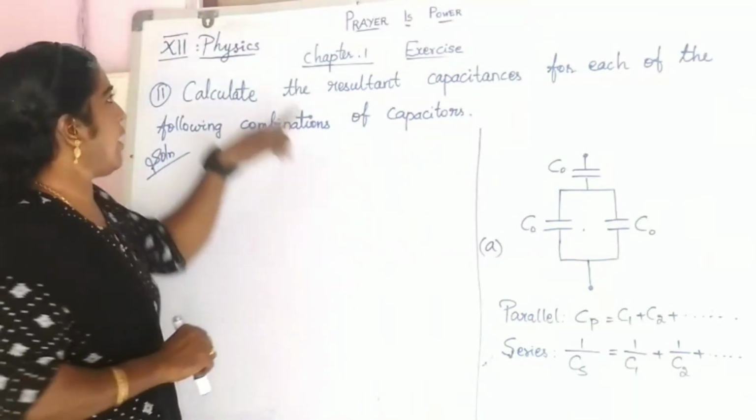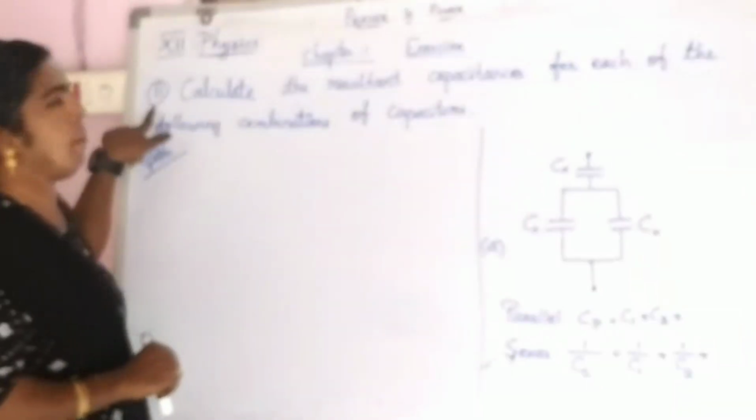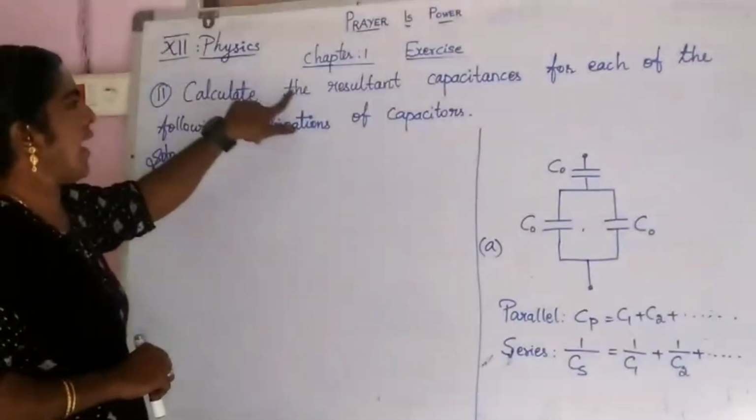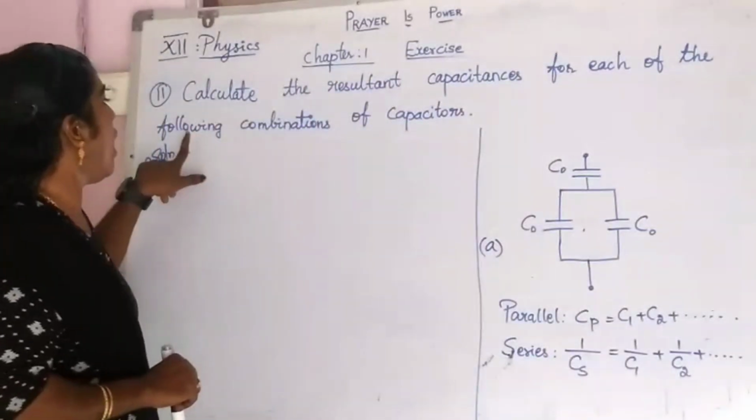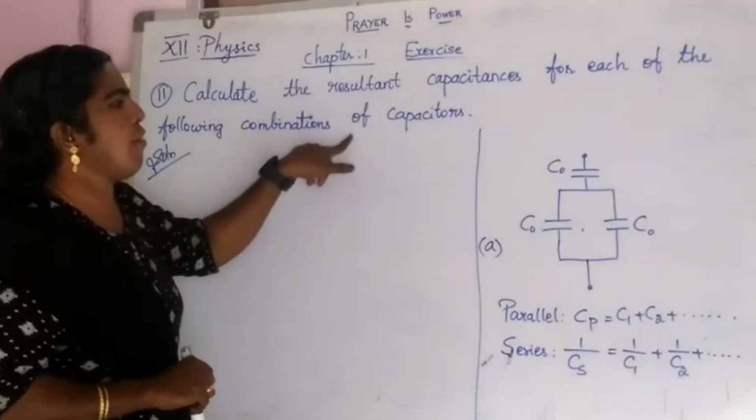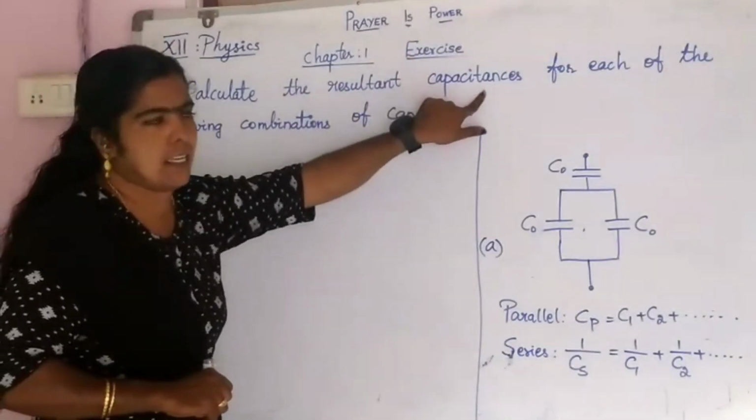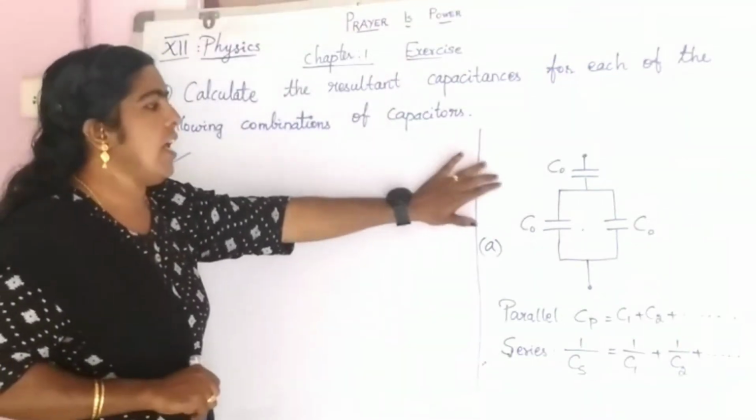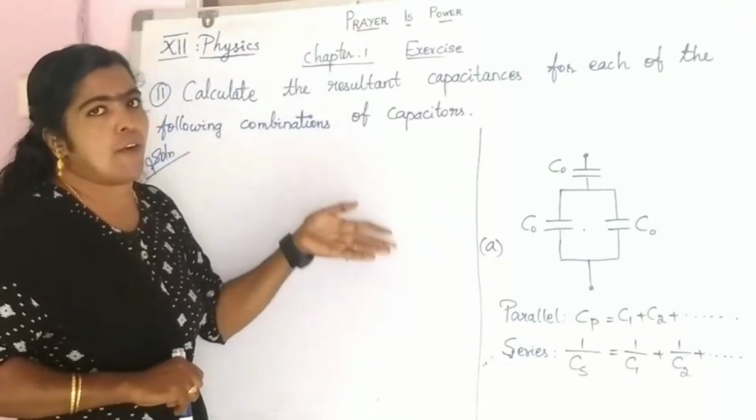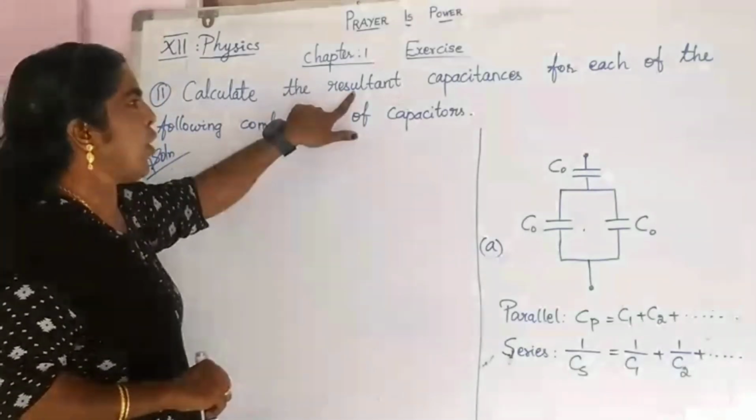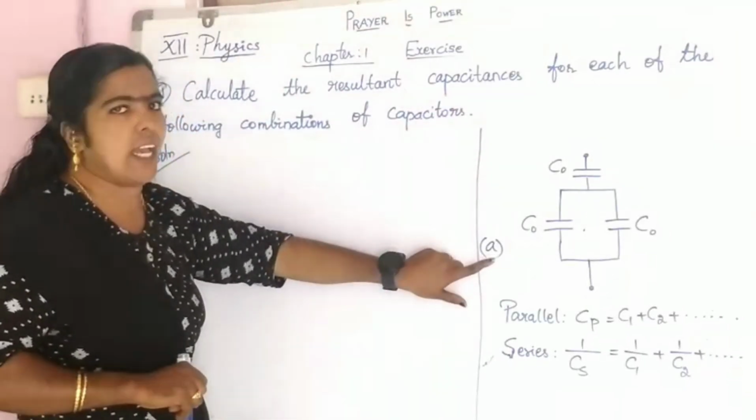We are going to learn 12th Physics Chapter 1 Exercise Problem Question number 11. Calculate the resultant capacitance for each of the following combinations of capacitors. Find the resultant capacitance from each capacitor. Here, for the first question, they have given 5 circuits. For the 5 circuits we need to find the resultant capacitance. First we are going to find the A question.